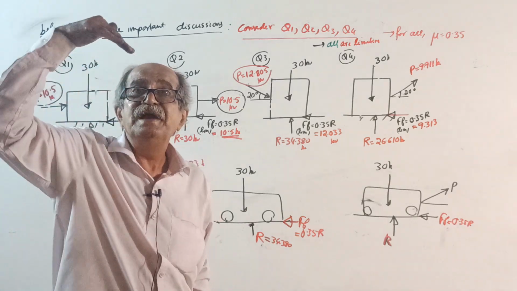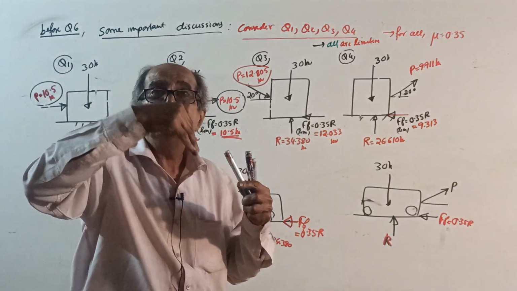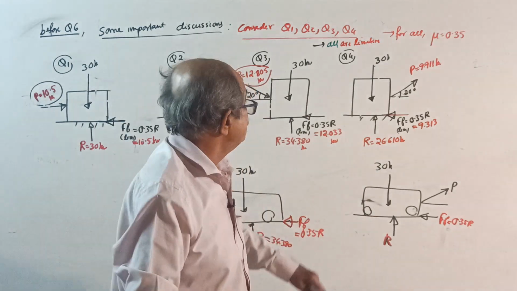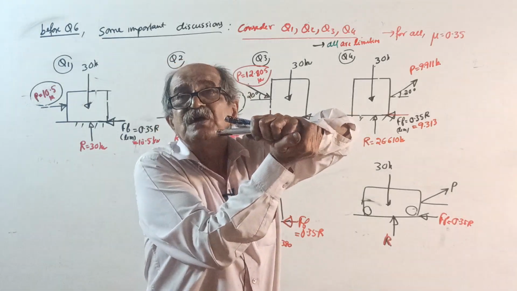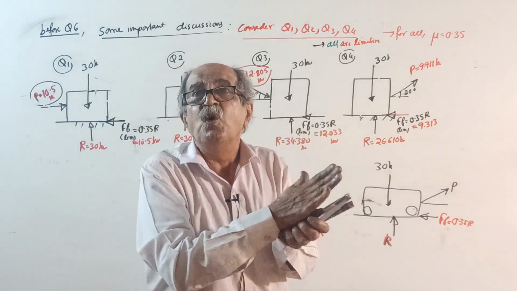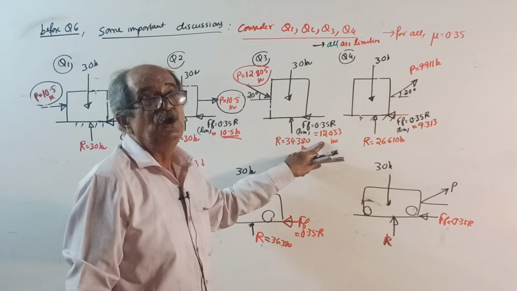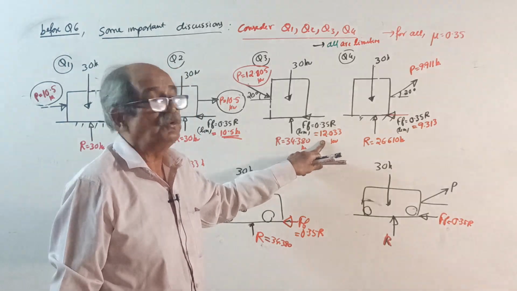If you apply an inclined push, unknowingly your inclined push has a vertical component which further presses the block down. So it fits tightly to the surface, and friction becomes more. Earlier friction was 10.5. Now, if you substitute the friction force, it will come to 12.033.